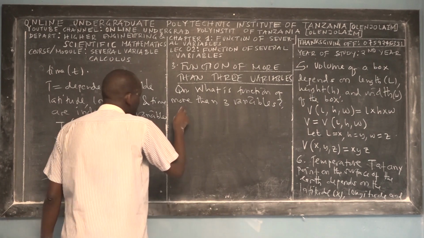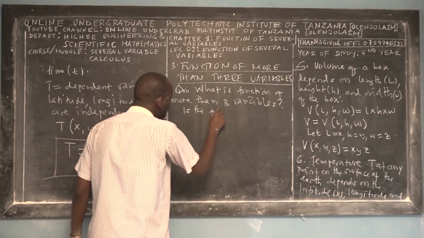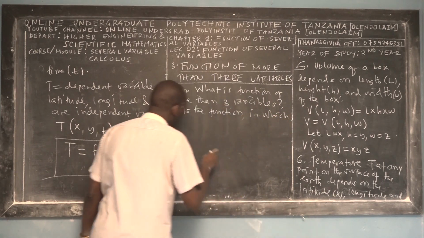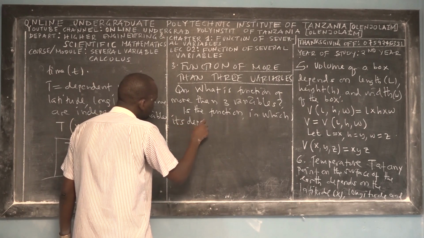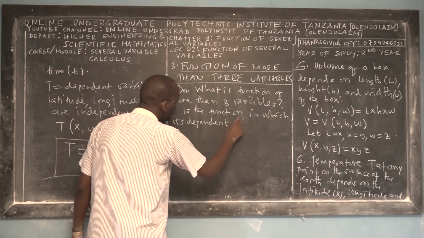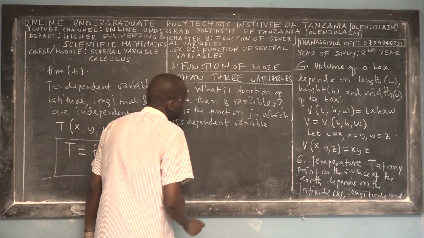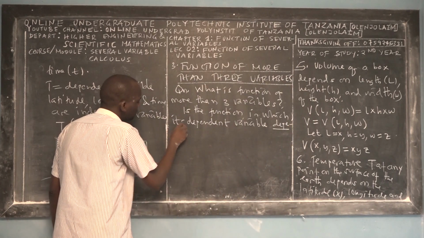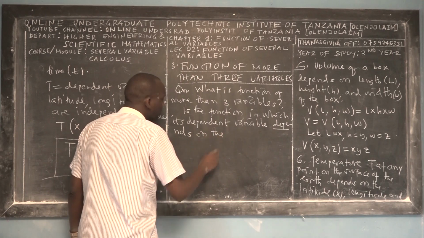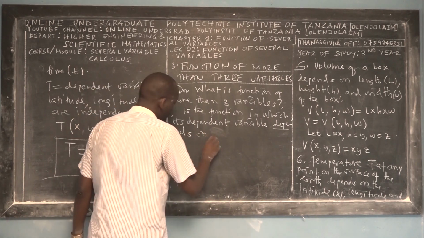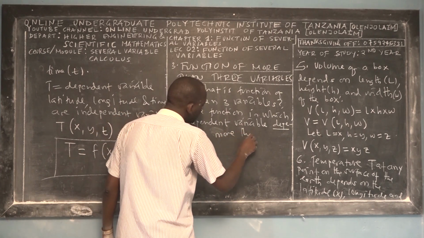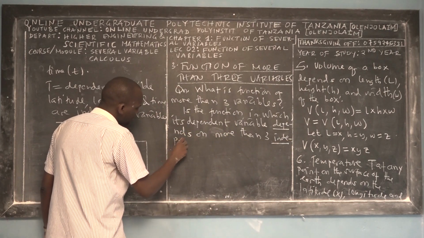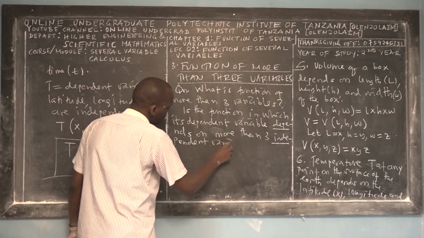So you say that this is a function in which its dependent variable depends on more than three independent variables.